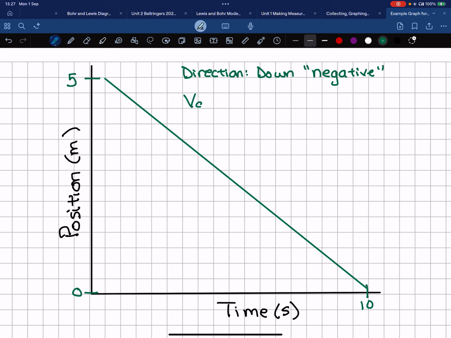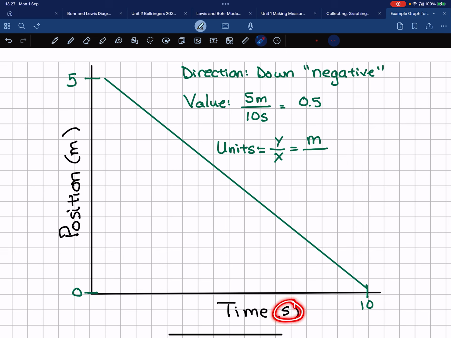Second thing we can talk about is the value, which in this case is going to be 5 meters divided by 10 seconds, which is equal to 0.5. Third thing we can talk about are the units. The units are going to always be y divided by x. There's y, meters. There's x, seconds. So our slope is 0.5 meters per second.